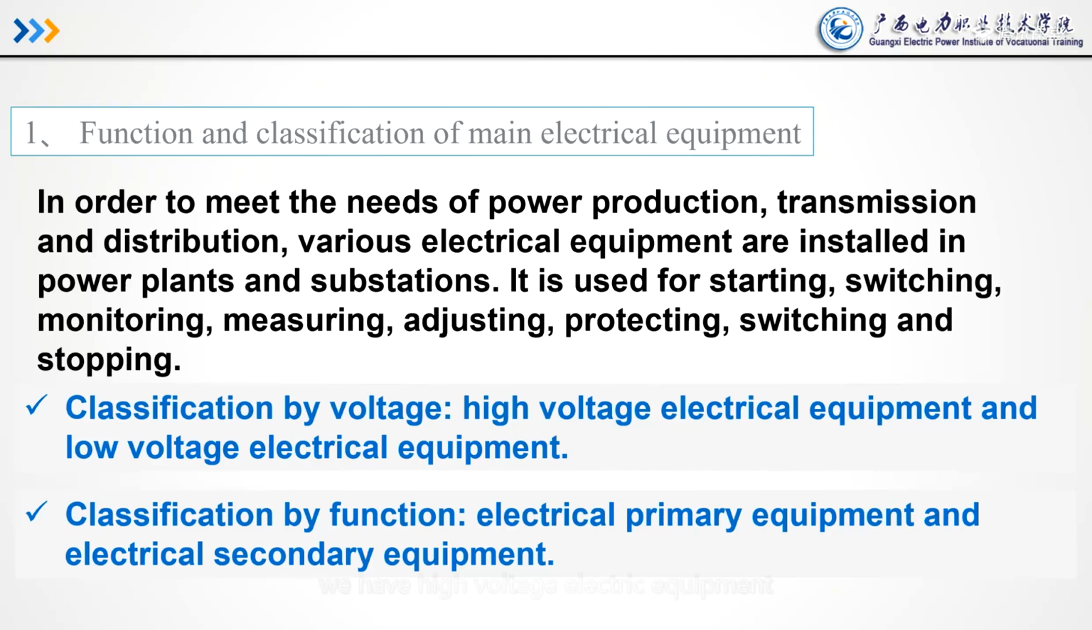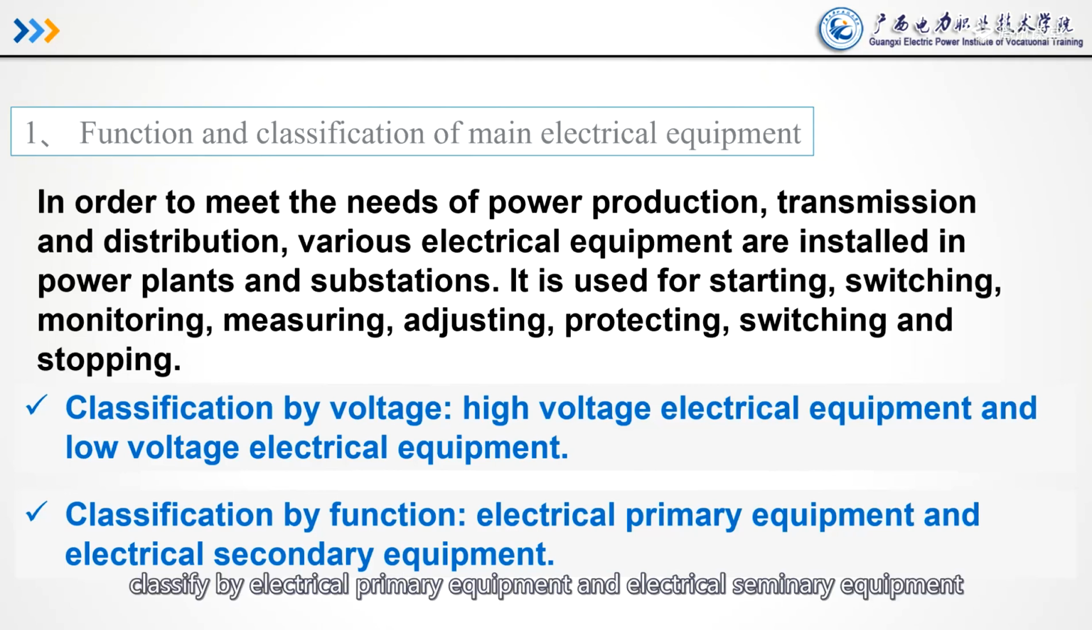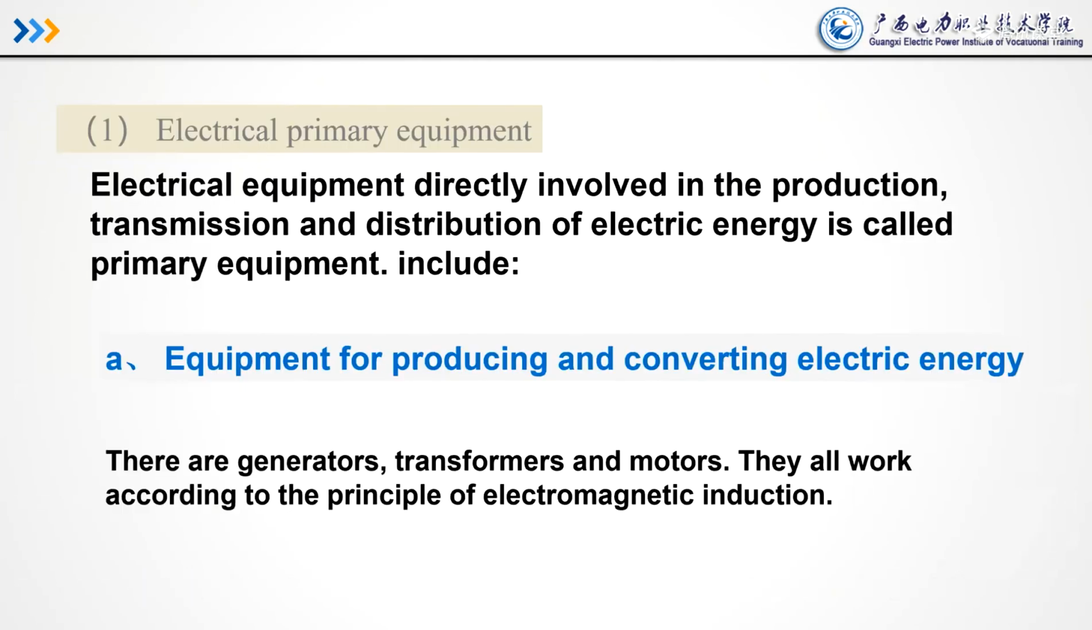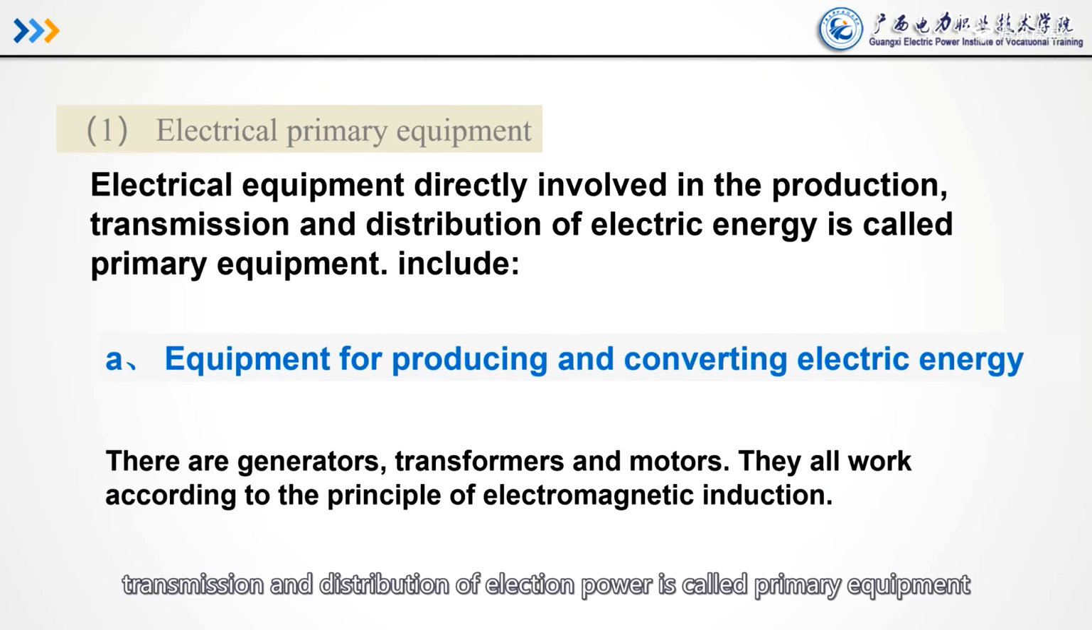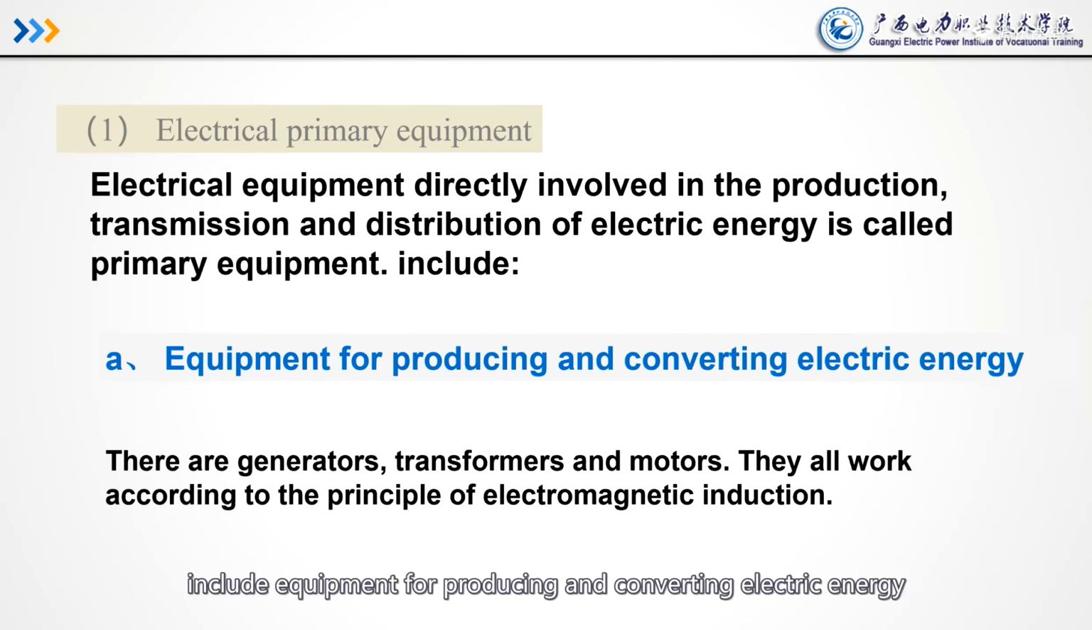Classification by voltage: we have high voltage electrical equipment and low voltage electrical equipment. And classification by function: we can classify into electrical primary equipment and electrical secondary equipment. Electrical primary equipment. Electrical equipment directly involved in the production, transmission, and distribution of electric power is called primary equipment, including equipment for producing and converting electric energy.